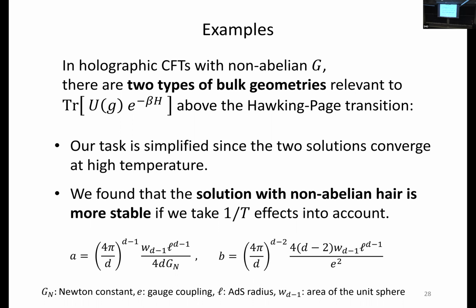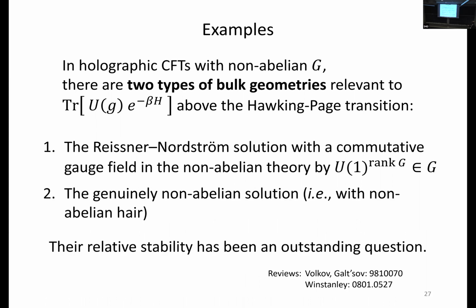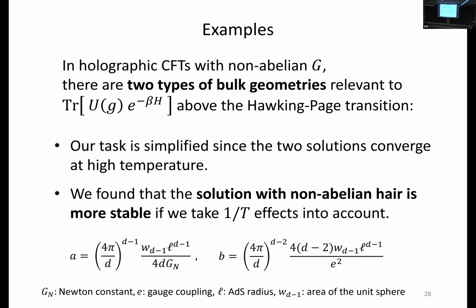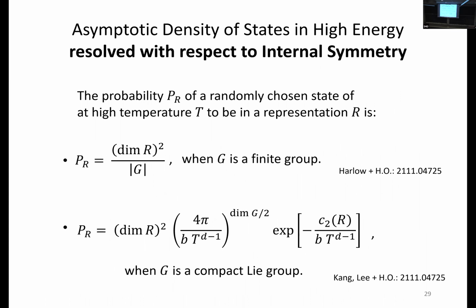No. It's sort of always like so. Basically, if you calculate the free energy, then it converges for high temperature, and one of them, the non-abelian one, is always preferred for finite temperature. Okay, so that's our result. Of course, there is a Hawking phase transition. So if you go to lower temperature, there is a region where thermal AdS is dominant compared to the Reissner-Nordström solution. So anyway, this is our result.